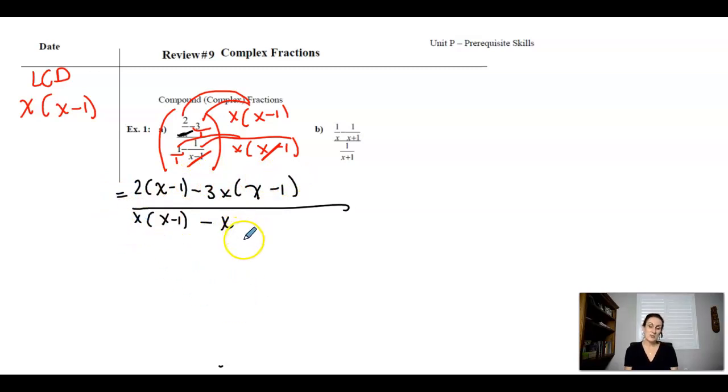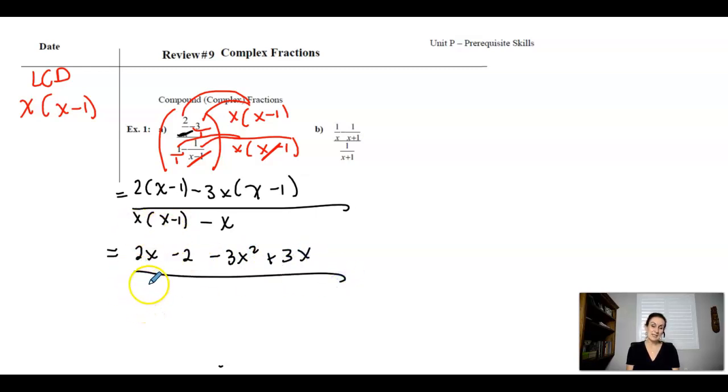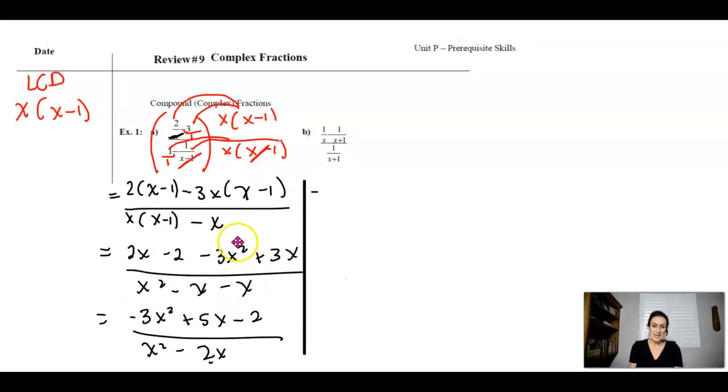Now from here, in the numerator you could factor out an x minus 1, and in the denominator you could factor out an x, so that's one strategy. The other strategy is just to use distributive property, so 2x subtract 2 and negative 3x squared plus 3x is going to be over x times x is x squared, subtract x, subtract x. You can see I combined like terms. I had the negative 3x, I put the 2x plus 3x equals 5x together, and the negative 2, so subtract 2 over x squared minus 2x.